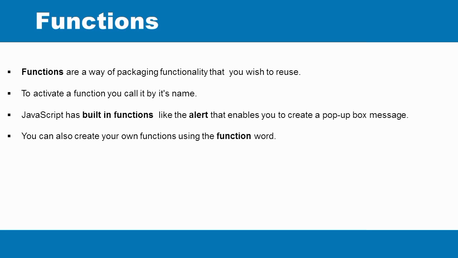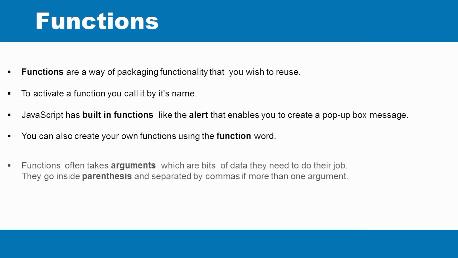Functions often take arguments. Arguments are bits of data that the functions need in order to perform or do their jobs. And these arguments are placed inside parentheses, which are separated by commas if there is more than one argument.